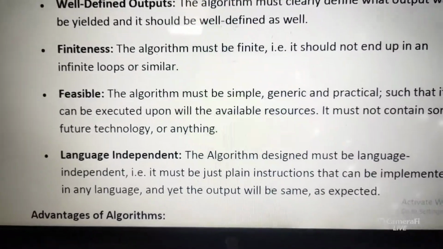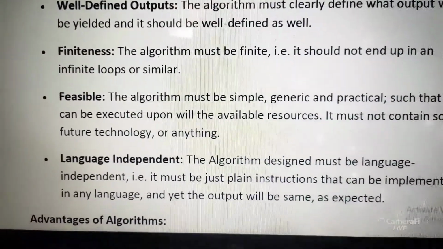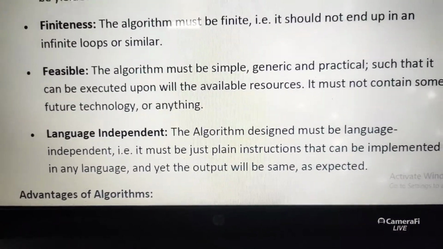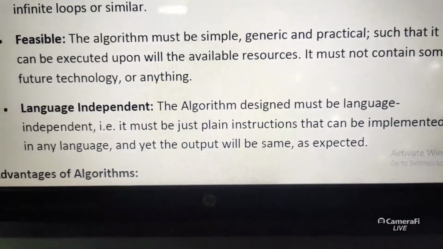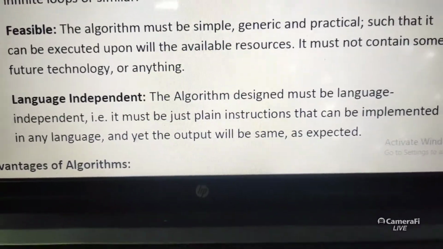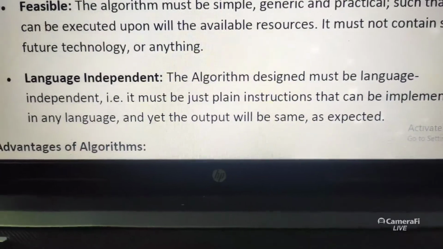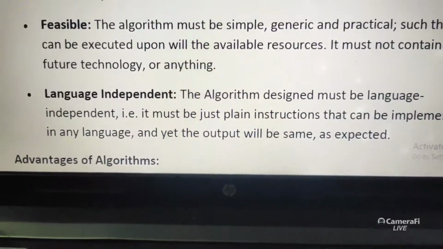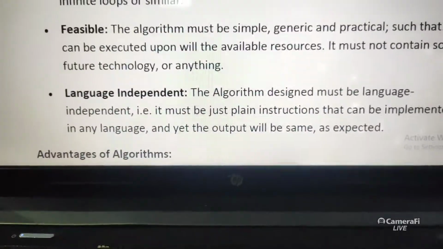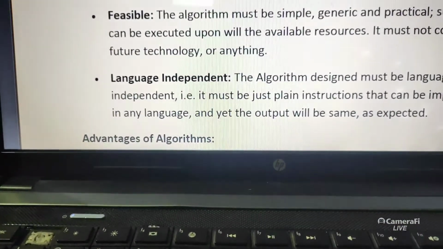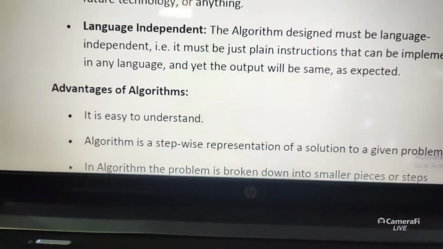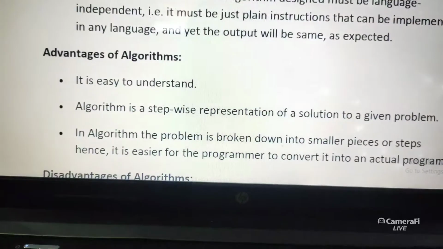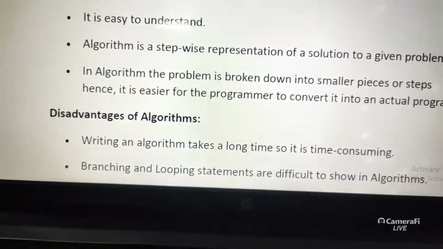Feasible. It should be easy to understand and use. Language independent. The algorithm design must be language independent. So as I said, you can write in your own language, so that the algorithm will be implemented as a program. So advantages. Disadvantages you learn.